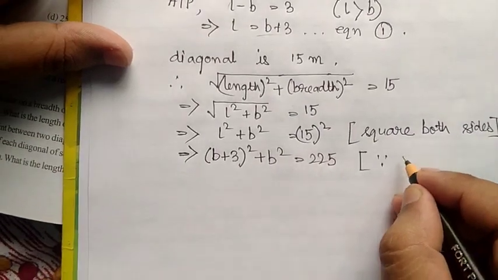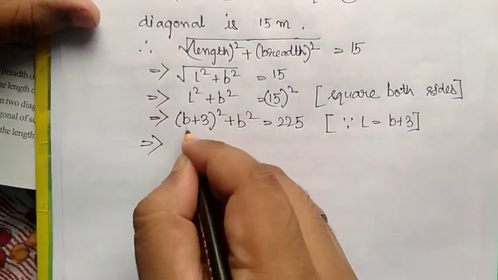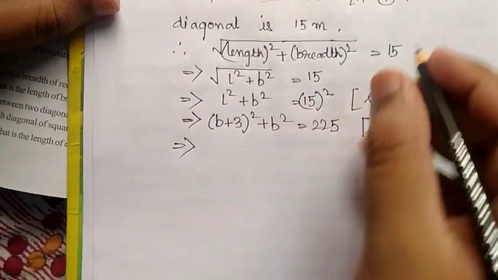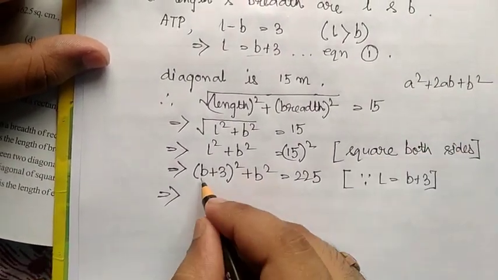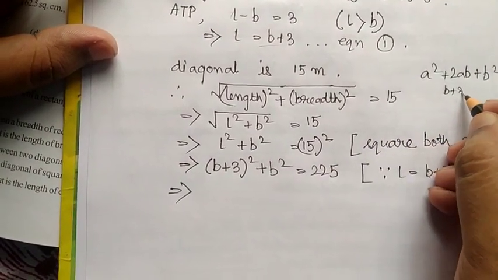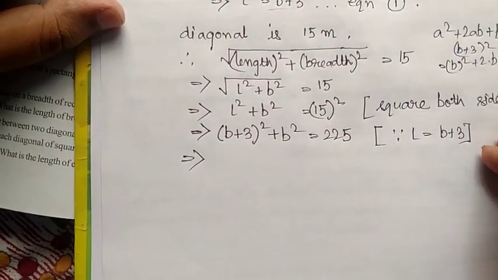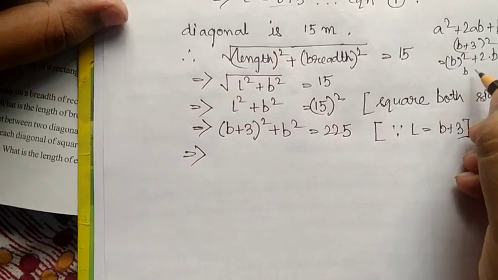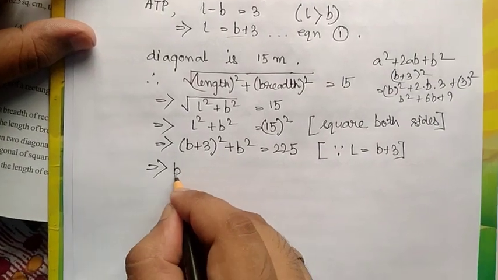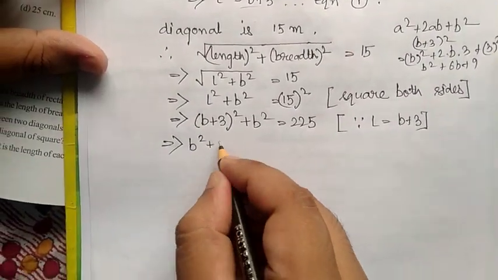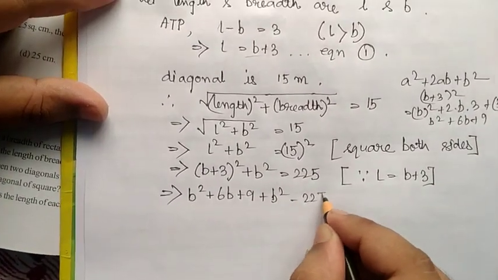Why? Because here we have to write that L equal to B plus 3. So therefore A plus B whole square means A square plus 2AB plus B square. So therefore B plus 3 whole square, it means B square plus 2 into B into 3 plus 3 whole square. So B square means B square, 2 into 3 6B plus 9. So therefore here we can write that B square plus 6B plus 9 plus B square minus 225 equal to 0.